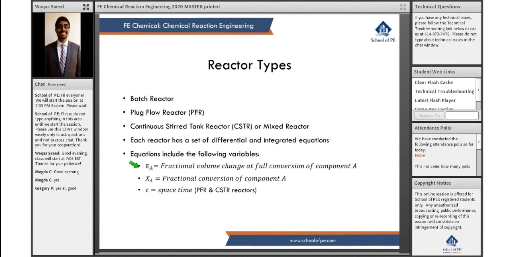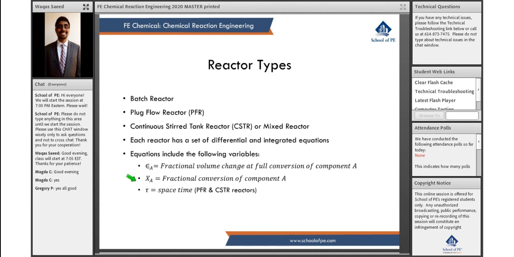So it's the delta V over the total volume of your system. So let's say you have a reaction that goes from A to B. There's an initial volume before the reaction proceeds, and then there's a final volume when the reaction completes. So this epsilon can be found from that change of volume, and it can also be found using the stoichiometric coefficients of a reaction equation, which is the more common way to calculate it.